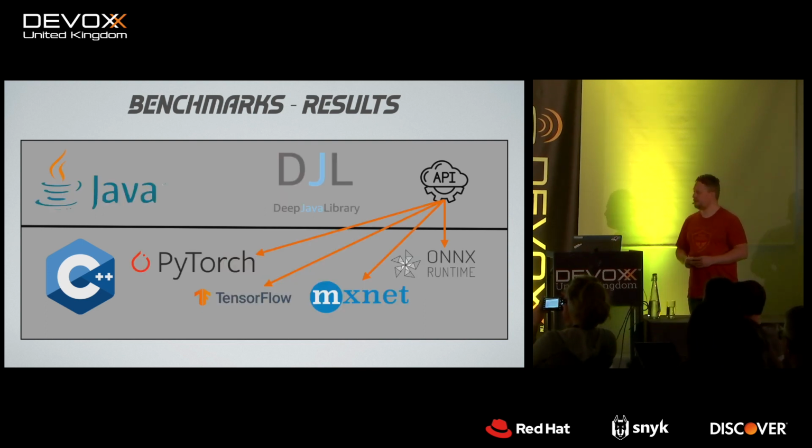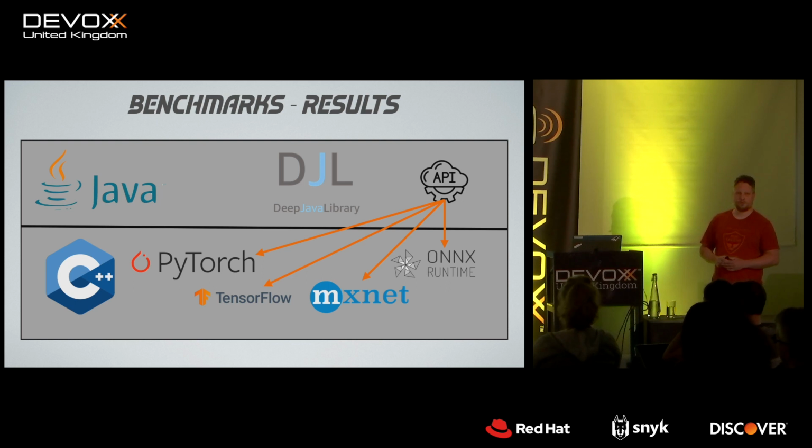The DJL library is just a wrapper API for the different frameworks. It has the same API for every framework, so that's nice. You can switch around engines if you would like. So you can use the same code for TensorFlow as for PyTorch. That's really nice.